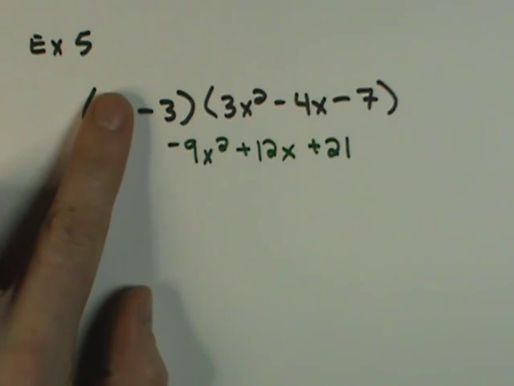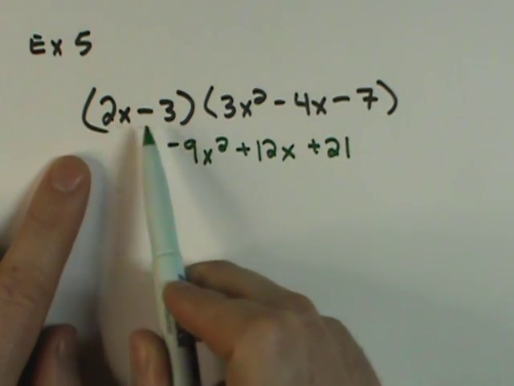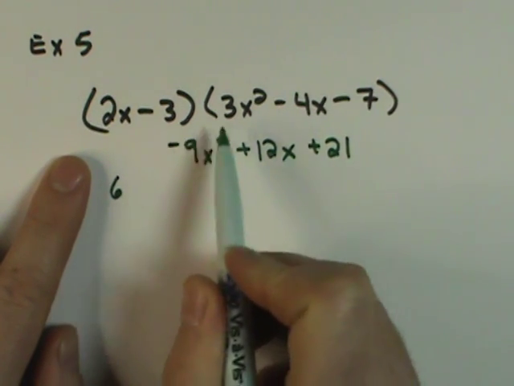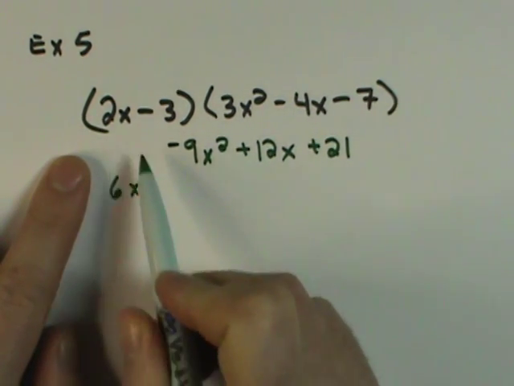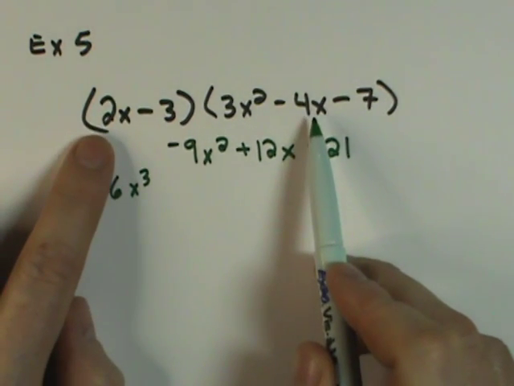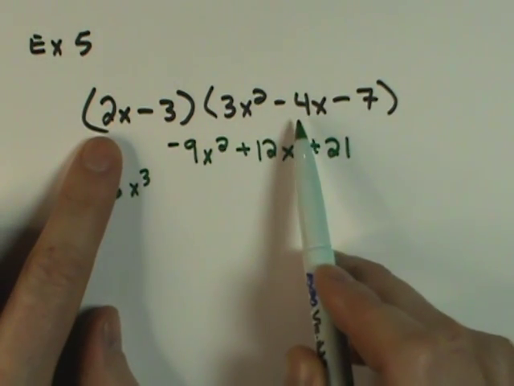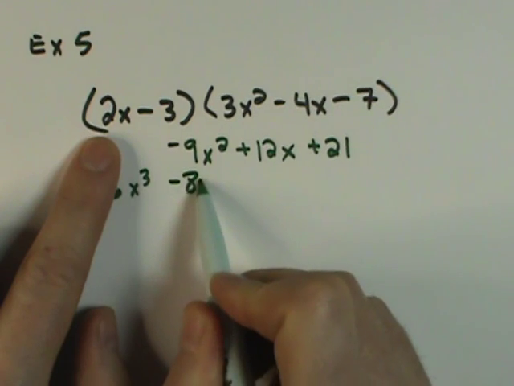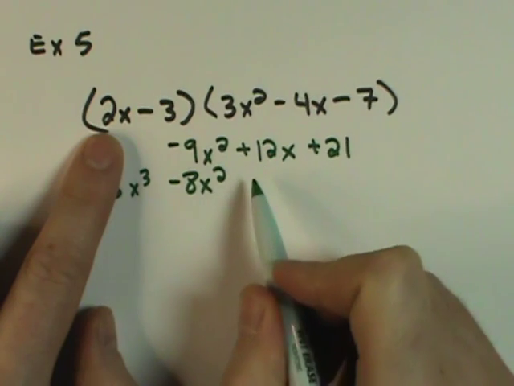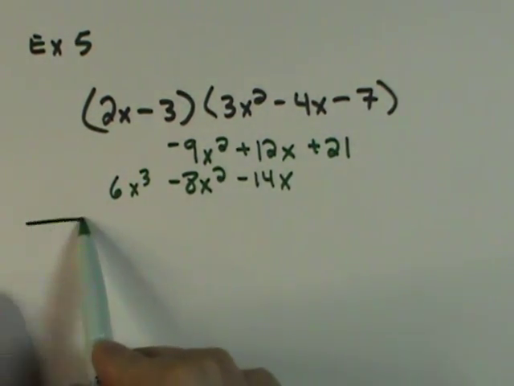Once I've done my first distribution, I want to shift over and I'll distribute this 2x. So 2x times 3x squared, 2 times 3 would be 6x to the third. And I shifted it over because that wouldn't line up with this term. Now each of the next multiplication results will line up. So when I look at this, 2 times negative 4 is negative 8x squared. And then 2x times negative 7 would be negative 14x. And notice how those terms are lining up perfectly.